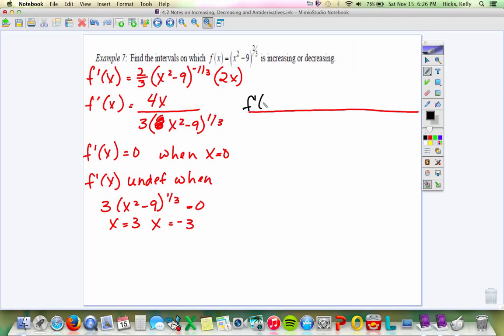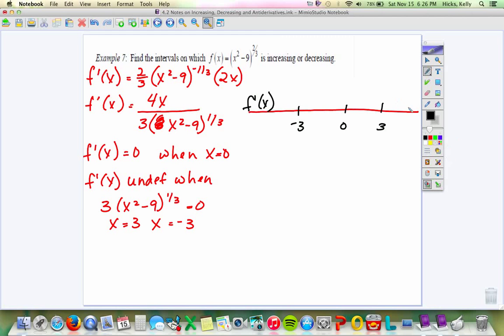I'll change colors here. All right, so this is a derivative graph, so I label it f prime. We have 3 critical numbers this time. We have negative 3, 0, and 3. All right, I'm going to do the sign chart a different way this time, and you might like this better. You might not. I don't know. This way requires a little more thinking, but the other way has more steps, I guess.